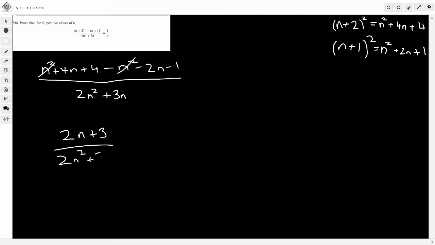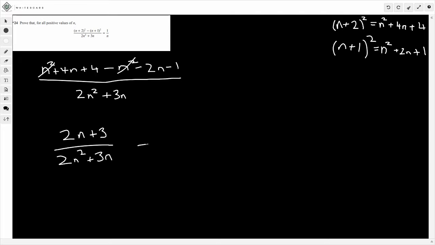plus 3n. Notice these are pretty similar expressions: 2n + 3 and 2n² + 3n. Now we need to end up with 1 divided by n. So this has turned into an algebraic fraction where we can simplify. Can we do anything with the numerator? Well, we can't, it's in its simplest form. Can we do anything with the denominator? Yes, we can factorise.